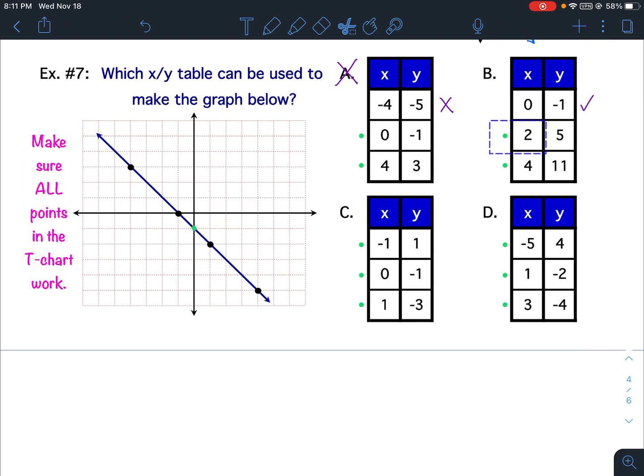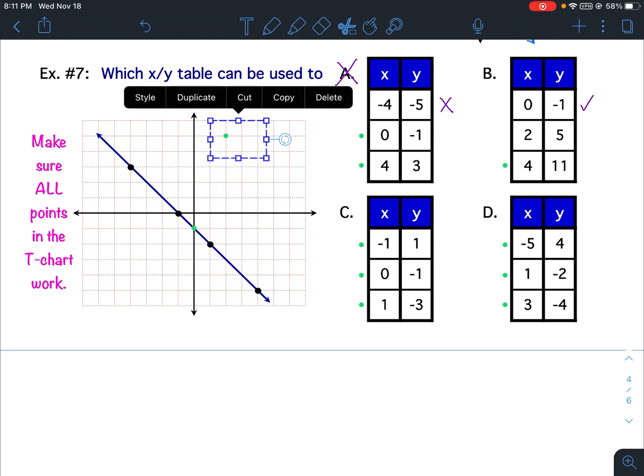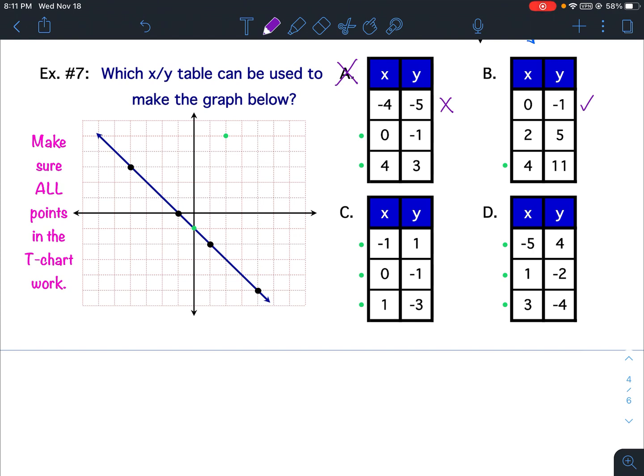All right, let's check the second point. So now we have 2, 5. So here's +2, and +5 would be up here. That point clearly does not fall on the graph. So put an X. And again, once you have an ordered pair that doesn't work, you can cancel out that table. I'm going to erase the points that I just graphed.